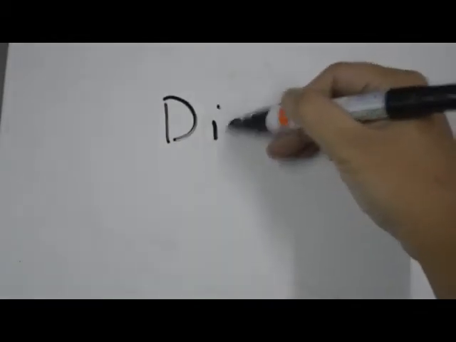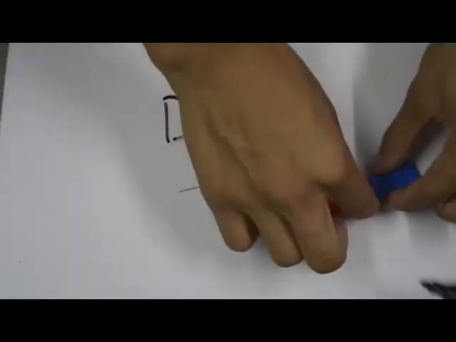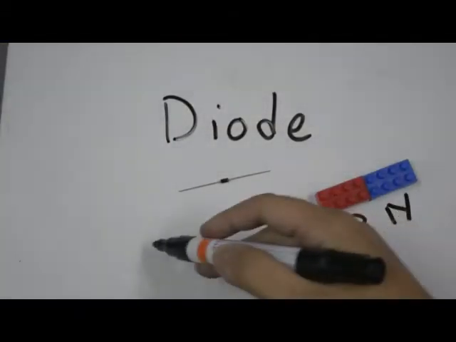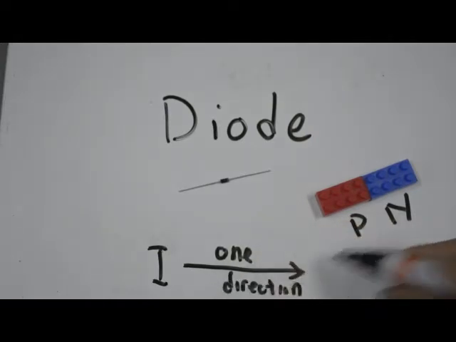In conclusion, here are two things you need to know about diodes. 1. Diodes consist of two pieces of semiconductors. 2. Diodes allow the current to flow in one direction only.